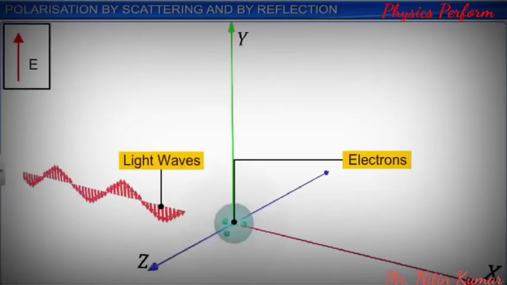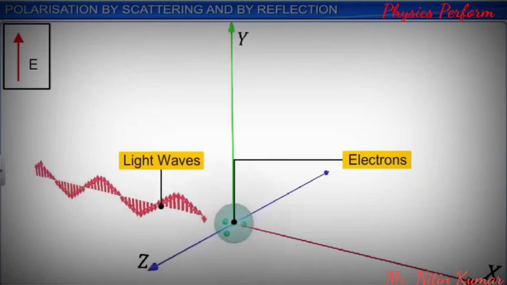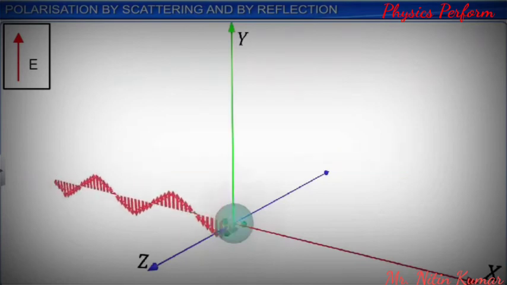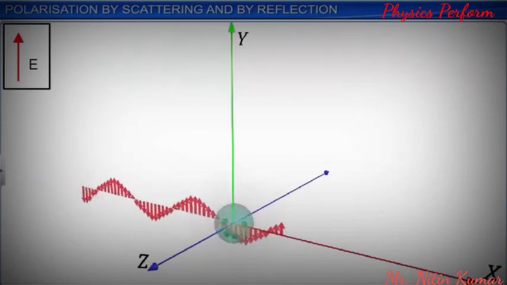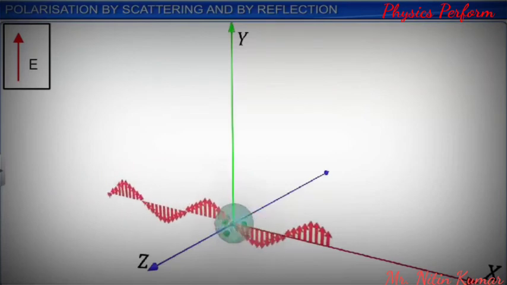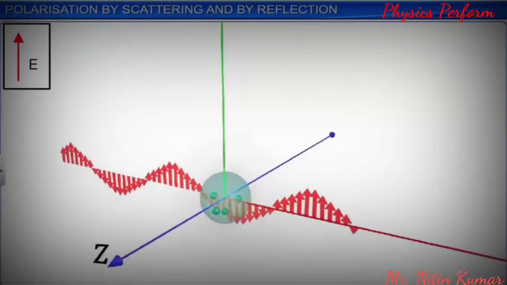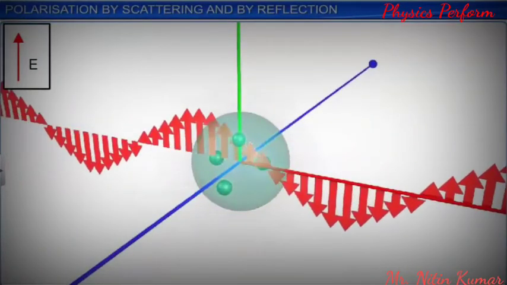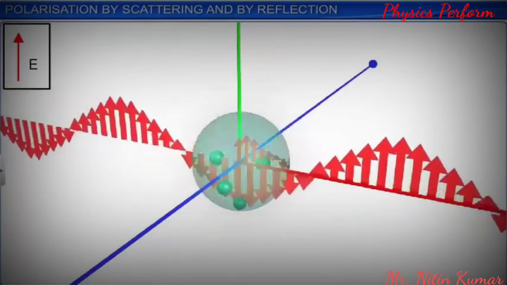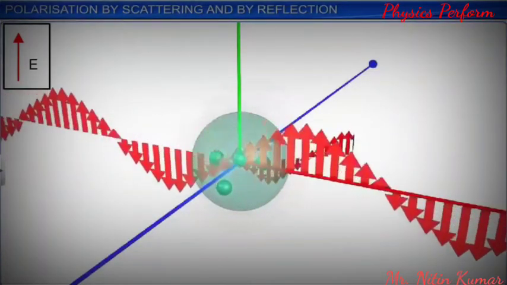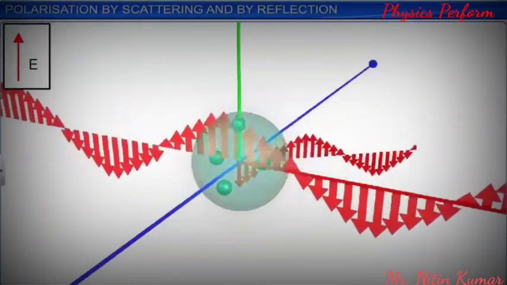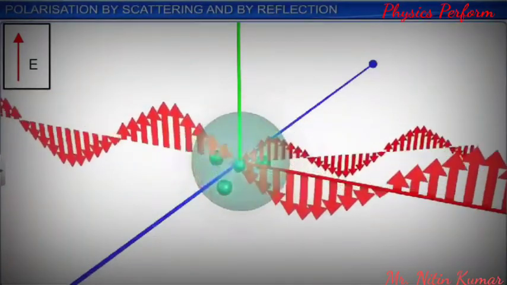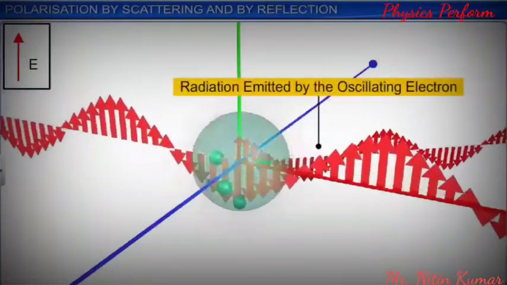Let us first study polarization by scattering. When light waves propagate in a medium, they cause the electrons of the atoms of the medium to oscillate periodically. In fact, these oscillations of the electrons are in the direction of the electric field vector of the incident light. We know that these oscillating electrons emit radiation. The propagating wave is a result of the incident light and the radiation from the oscillating electrons.